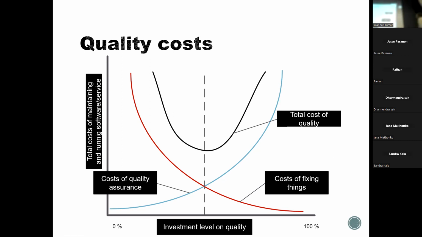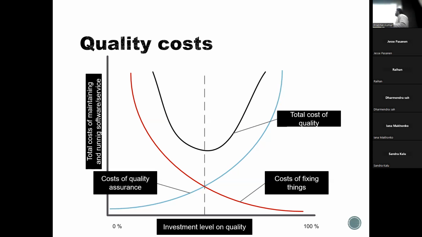If you see these three things, what are you getting from this graph? What understanding is coming from this graph? Let me first tell you what these things are. The x-axis, investment level or quality, means how much money, time, and effort you are going to invest. The y-axis is the total cost of maintaining and fixing the software and services for the whole product and service.